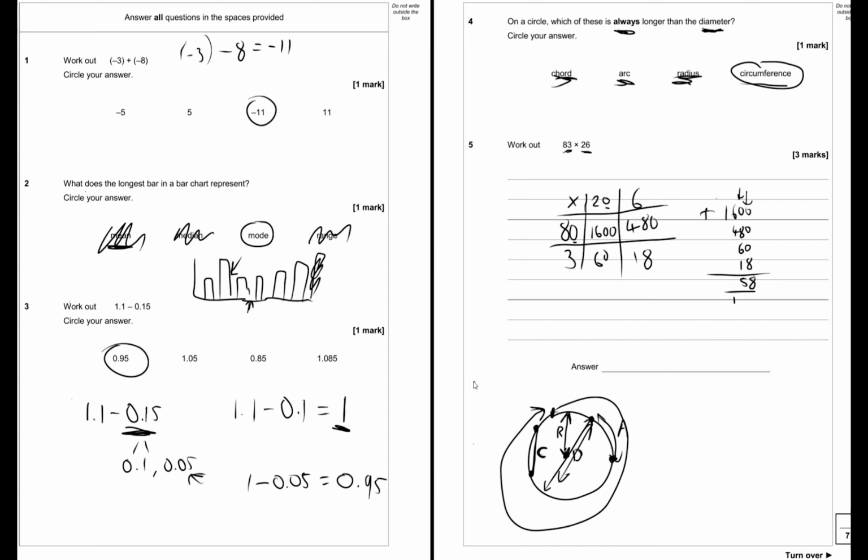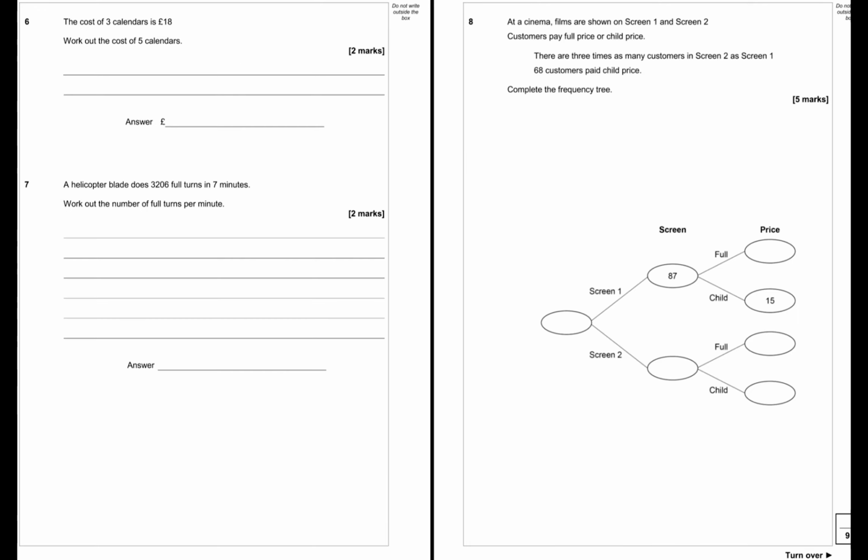6 plus 4 plus 1 is going to be 11, so you need to carry the 1 again, and then 1 plus 1 equals 2. So your answer is 2,158. Done. Question 6. The cost of 3 calendars is £18.